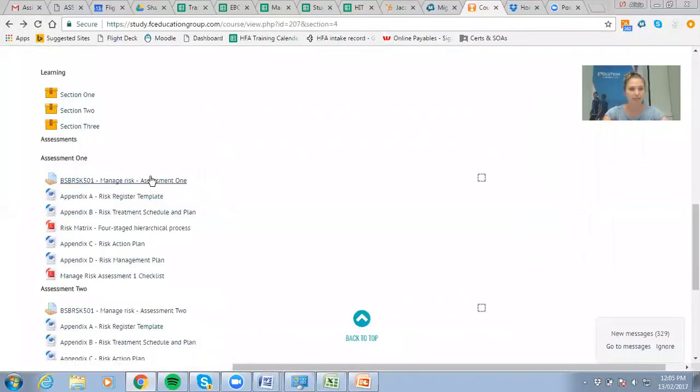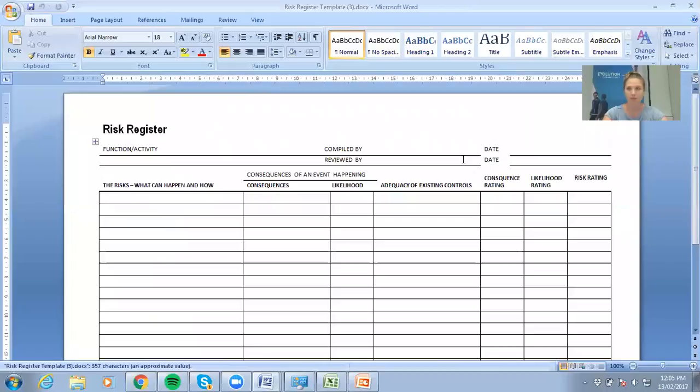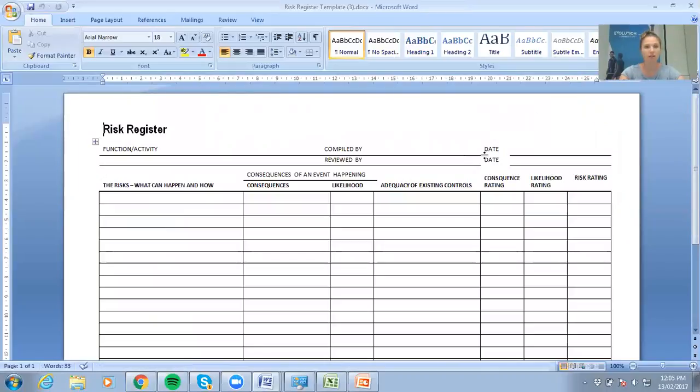So back in Assessment Task 1, Appendix A, Risk Register Template. Okay. So this is what your risk register will look like. You need to state the activity or the event up the top. It's compiled by yourself and the date that you've put it together.